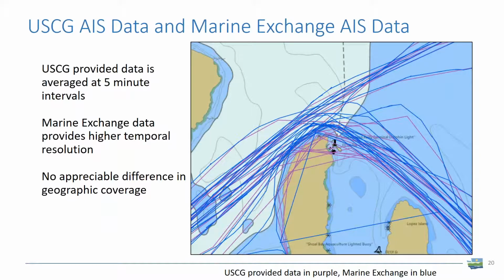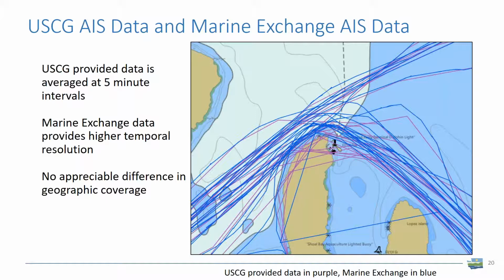AIS data is available from a number of different sources. The Coast Guard makes a version of their AIS data freely available, so we looked at that option first. One of the challenges we encountered was that the free Coast Guard data is averaged in 5-minute intervals. And in the image, you can see that for an area like Upright Head, where there's a lot of sharp turns, the loss of fidelity that comes from averaging results in a lot of tracks being shown as transiting over land.